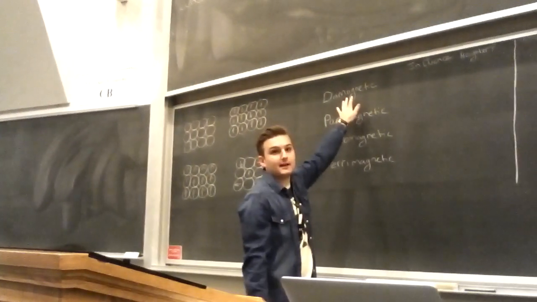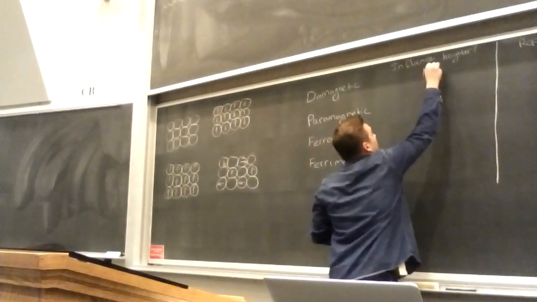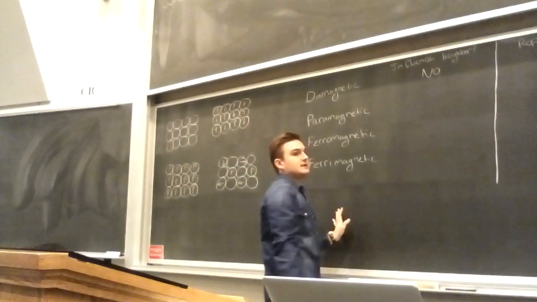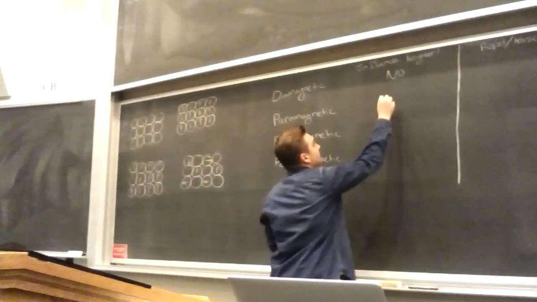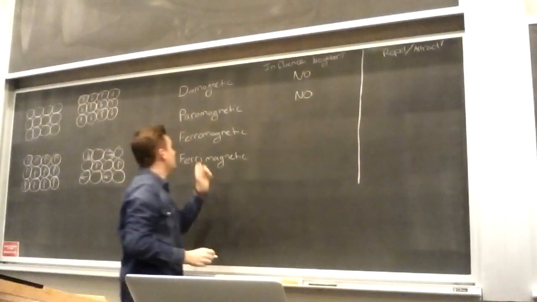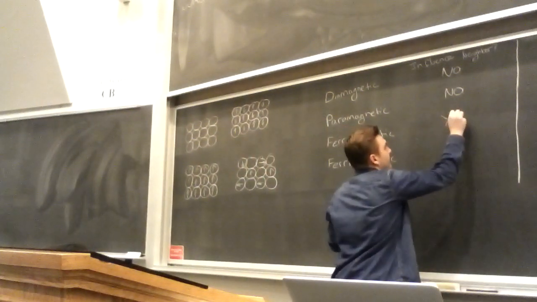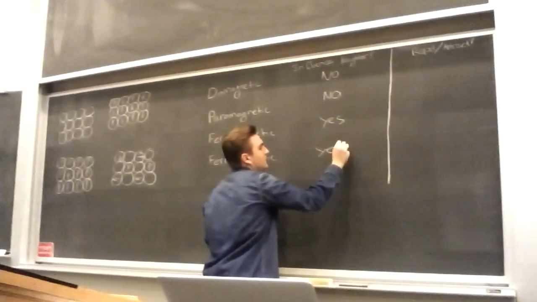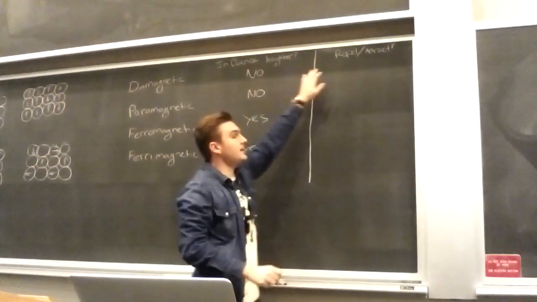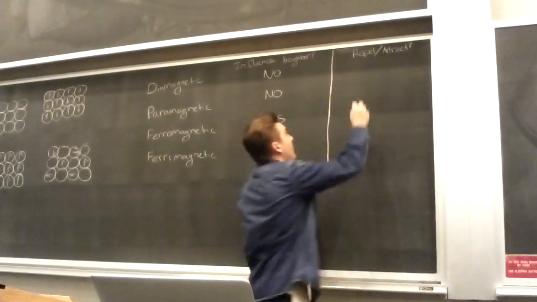Influence the neighbor, diamagnetic. No. Okay, what about paramagnetic? Influence its neighbor. No. Ferromagnet will influence its neighbor. Yes. What about ferri? Yes as well. Okay, repel and attract, diamagnetic. Repel.